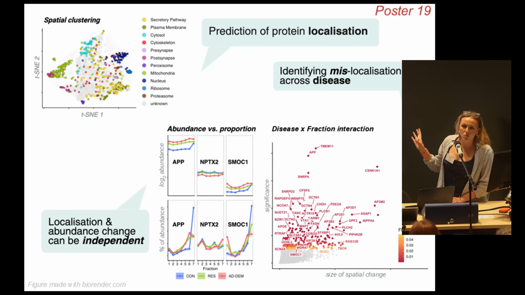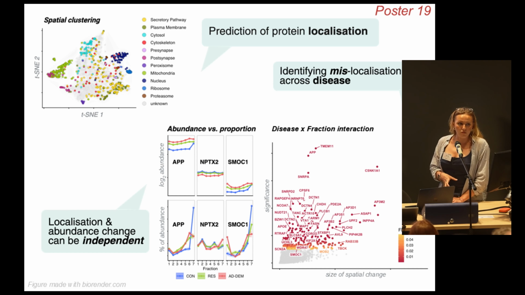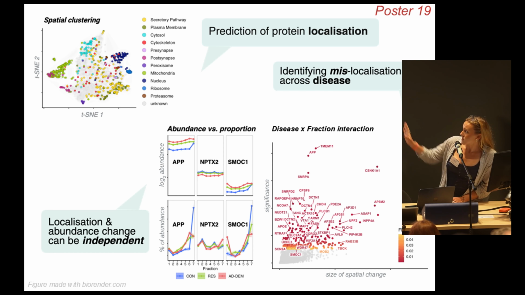But perhaps more interesting is asking whether proteins mislocalize across disease. So this could be independent of their abundance change. You might find things that have no change in abundance, but their distribution within the cell is changing. We know we see that with amyloid and tau. They are increasing in abundance, but they are also mislocalizing. Tau is detaching from microtubules, and we are seeing aggregation. And if you look at the plot that says abundance versus proportion, you can see that quite nicely.